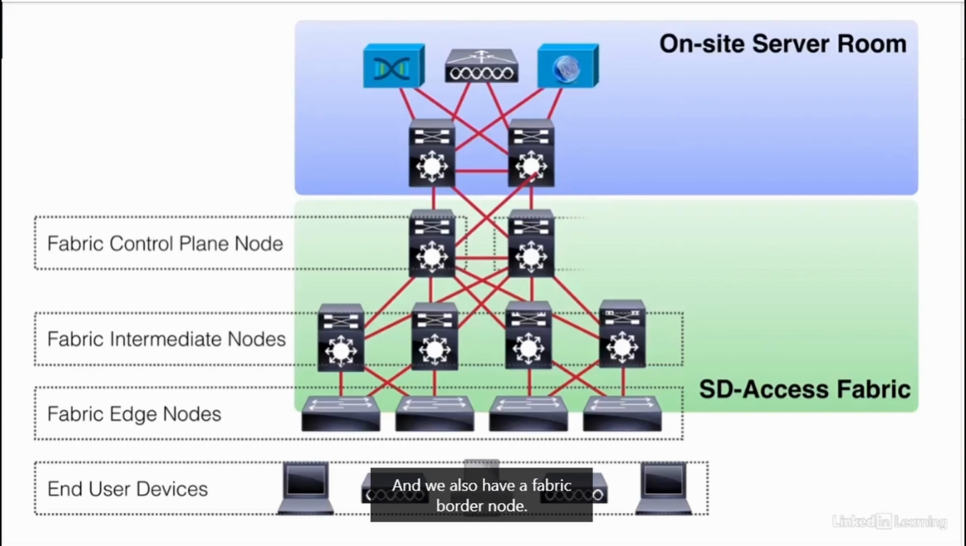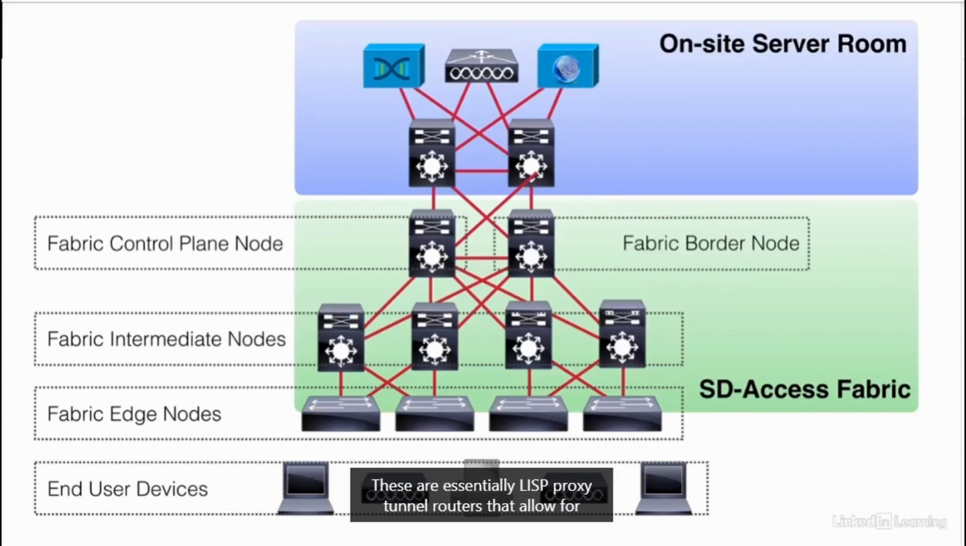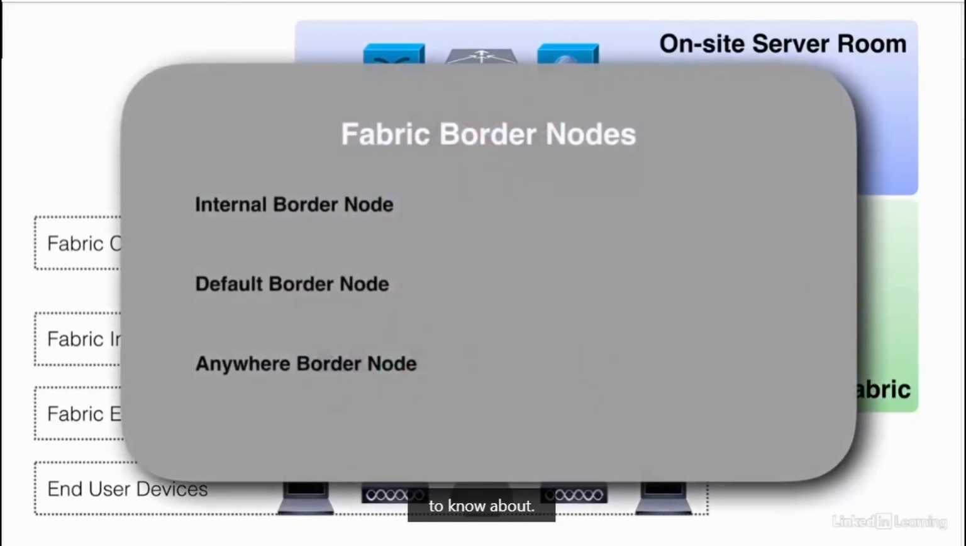And we also have a fabric border node. These are essentially LISP proxy tunnel routers that allow for external layer 3 connectivity back into the SD Access fabric, so they can communicate policy and identity information between separate domains, whether that's a remote office or maybe a data center. There are three types of fabric border nodes you want to know about. There are internal border, default border, and anywhere border.